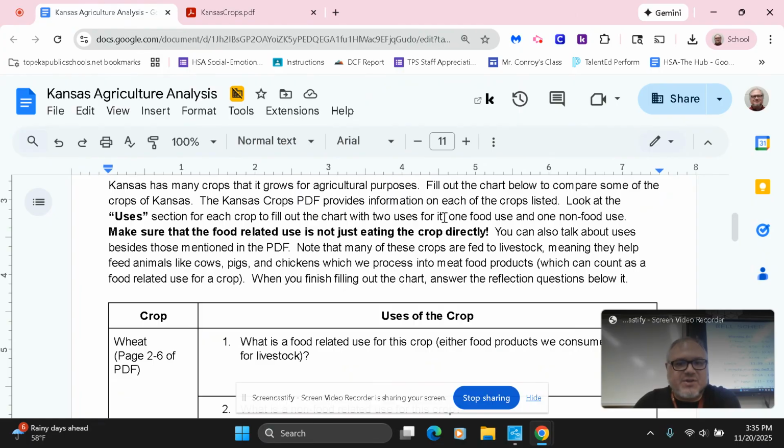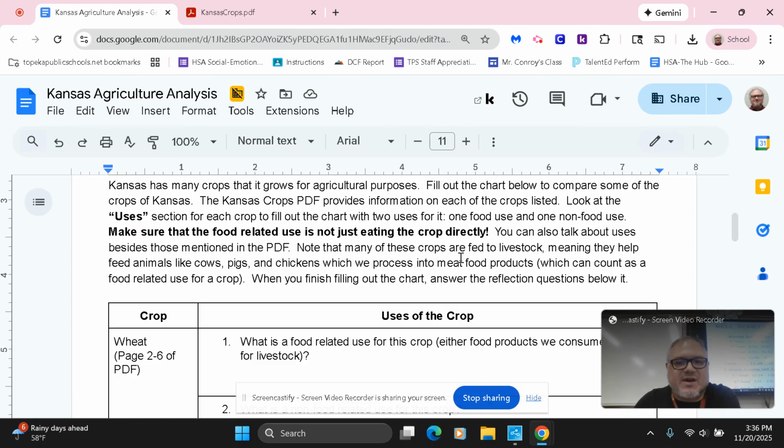And we want two uses for each crop, one food use and one non-food use. Make sure that the food-related use is not just eating the crop directly. So for example, with corn, I'm not interested in learning about, people eat corn on the cob, we know that. But I'd like to know a food product made from corn, processing it into something else. You can also talk about uses besides those mentioned in the PDF. Again, if you want to look up something else or if you already know something else, that's fine.